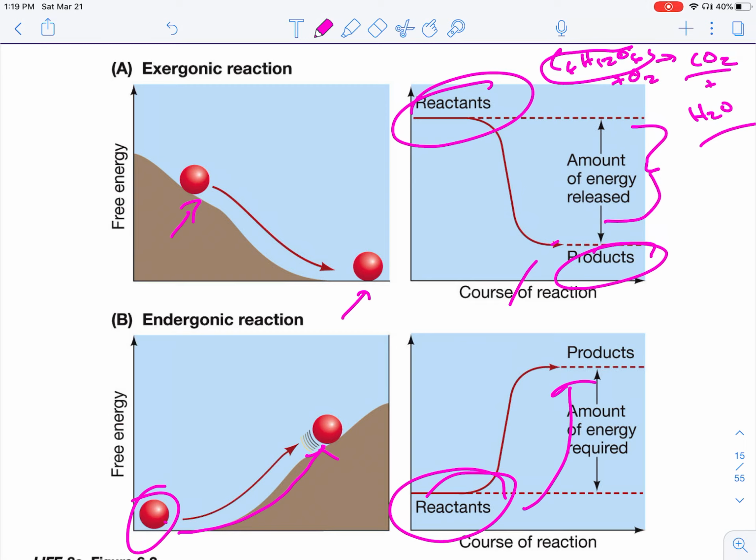Now, in biological systems, a lot of times these are called anabolic reactions, and they are the buildup of polymers from individual monomeric subunits. And so, anytime you take individual amino acids and make a protein or polypeptide, this is an anabolic reaction that takes energy in order to do that.